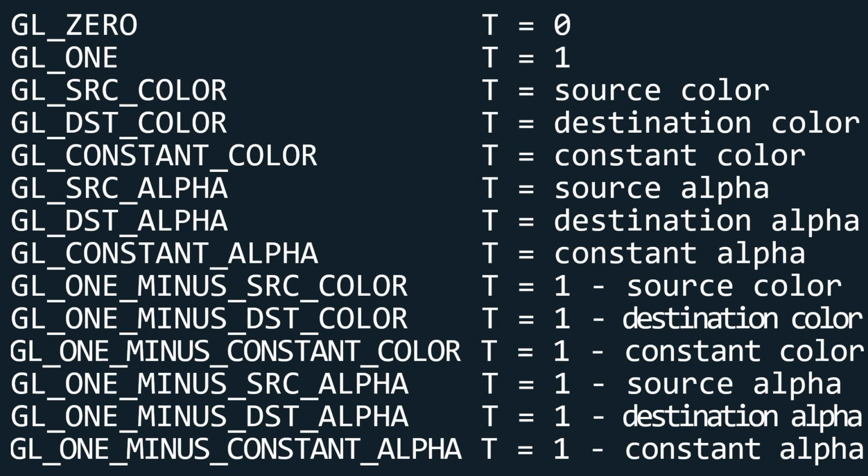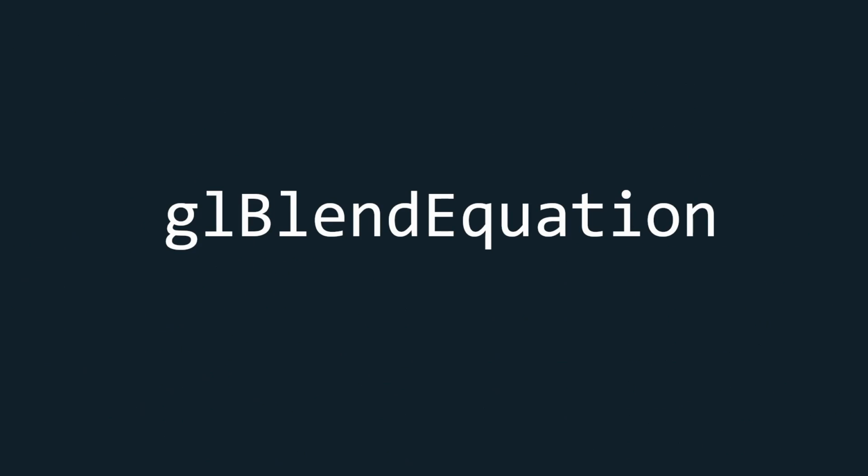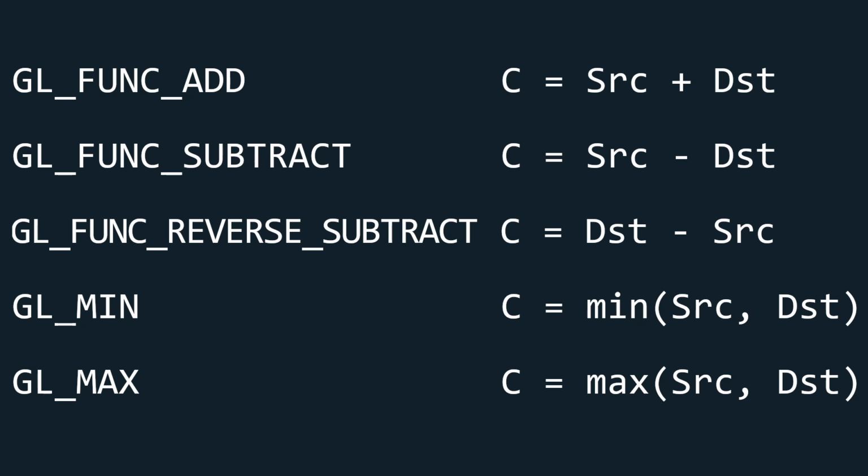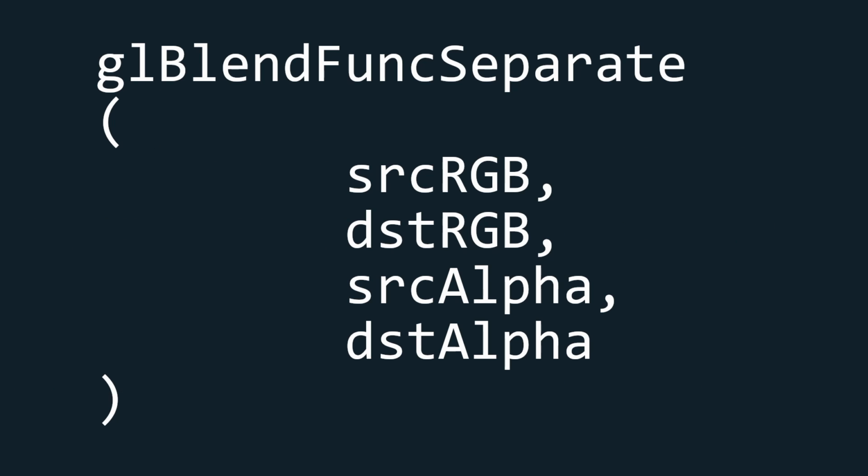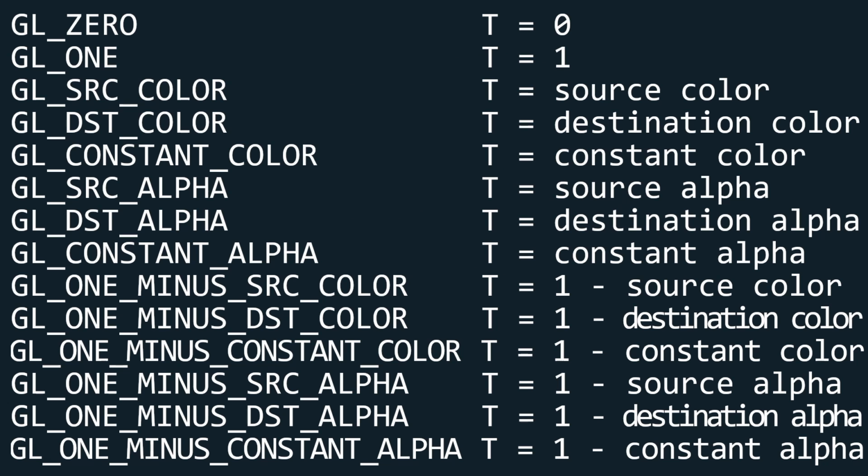Here is a list of some functions you might want to use for one reason or another. Then if you want to, you can also use glBlendEquation with one of these arguments in order to specify how you want the previous colors to interact, basically changing the default equation. And lastly, you can use the glBlendFuncSeparate function to choose how to interact with the RGB channel and the alpha channel for both the source and destination. Keep in mind that you can't specify a function for each RGB value, only for all of them together.